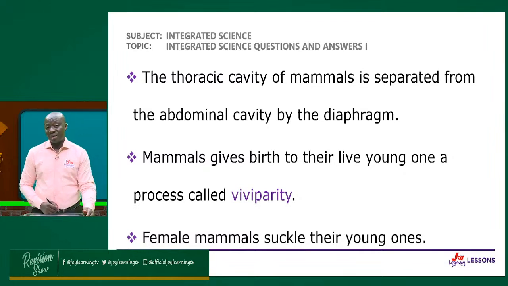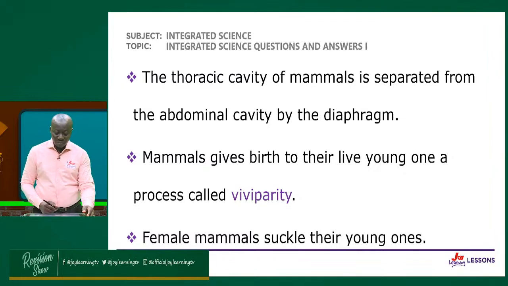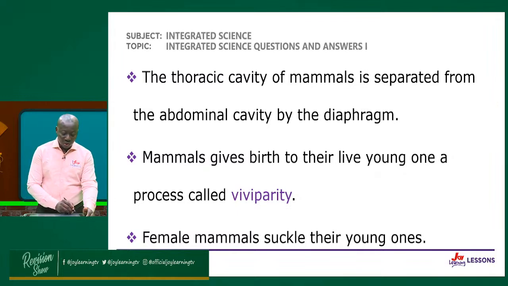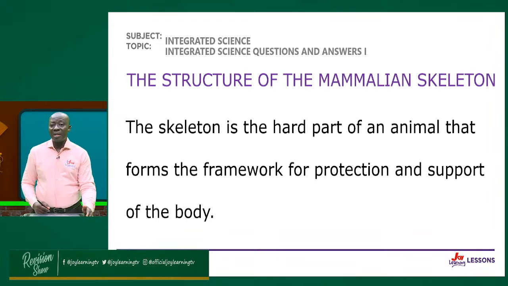Now mammals give birth. That's an interesting thing about mammals. They give birth to live young ones, a process we call viviparity. So take note of that. In the case of birds and reptiles, they lay eggs, so we say they are oviparous, or oviparity. Now, female mammals suckle their young ones. So when you were young, you were taking breast milk, and it's because mommy gave you breast milk and you were suckling.